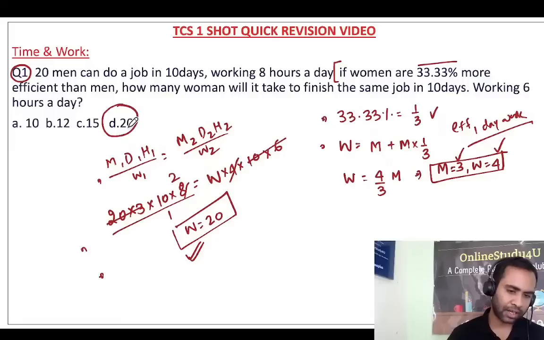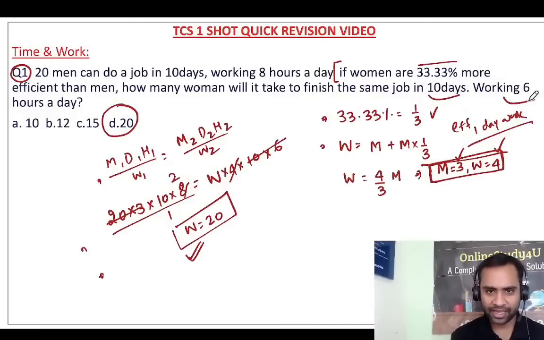But Ansi's answer came out wrong. We can't solve it only on the basis of efficiency, right? We also have to consider the efficiency and the given data, right? Because we have not considered the days, how many days they are working, that also we have not considered. So 15 is a wrong answer here.